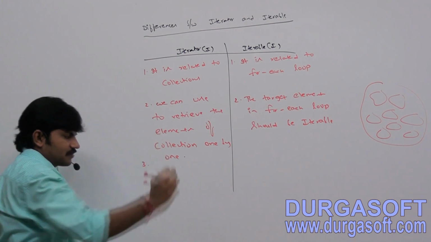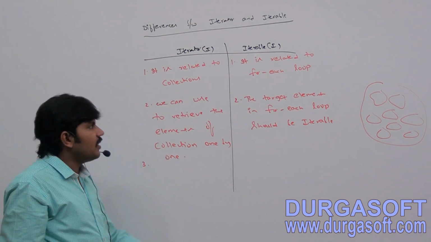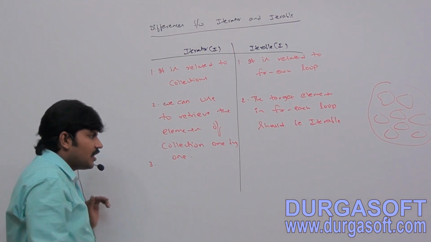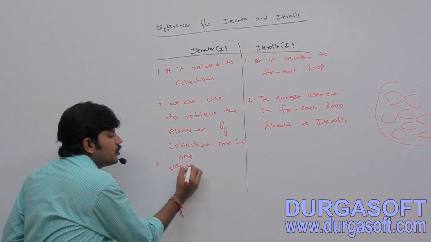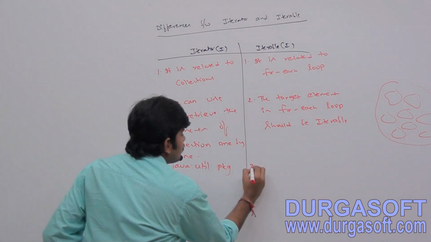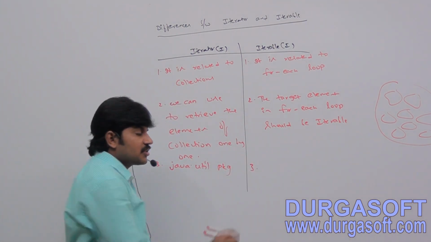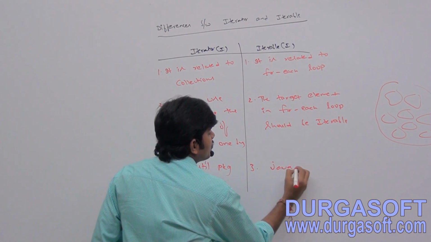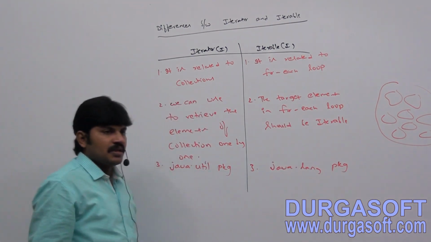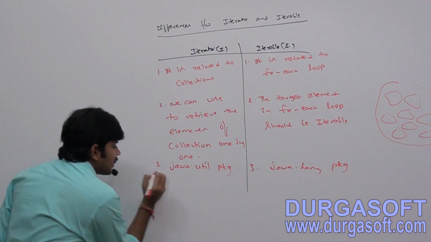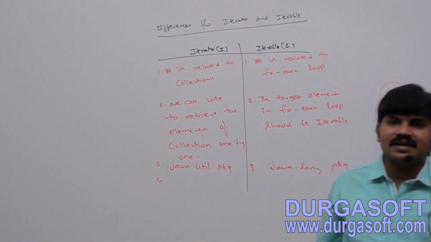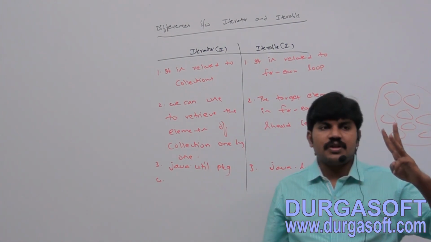Now the third one, a very important point. Can you tell in which package iterator is present? It is present in the java.util package. But iterable is present in which package? Just now we covered: the java.lang package. Next, how many methods does iterator contain? Iterator contains three methods. Have you remembered?